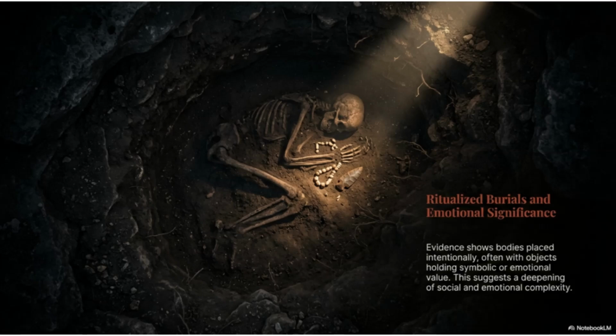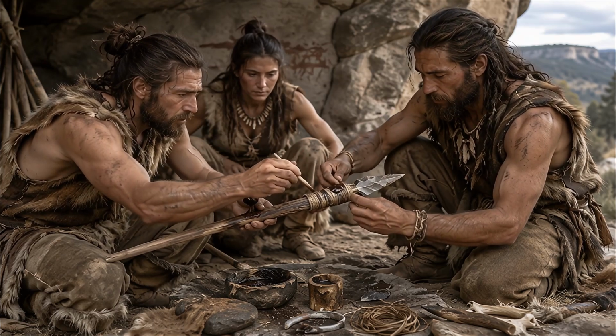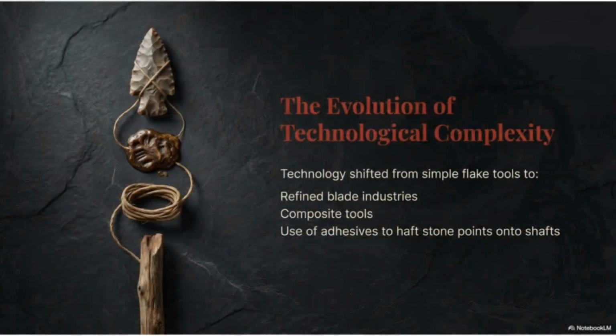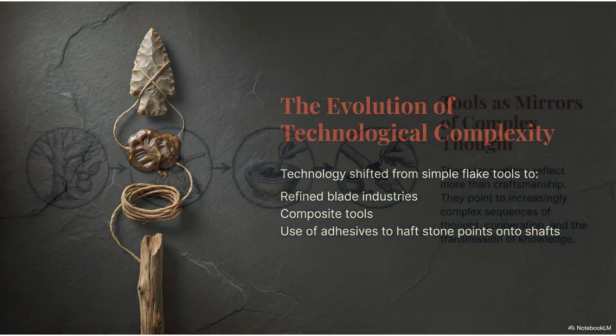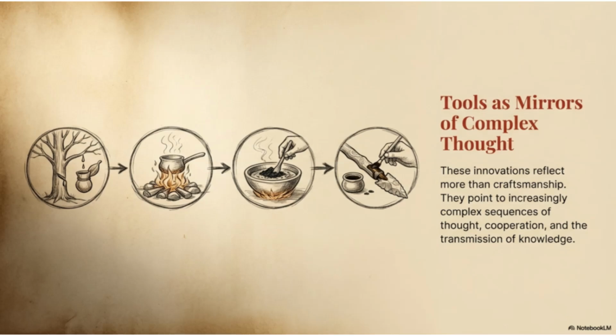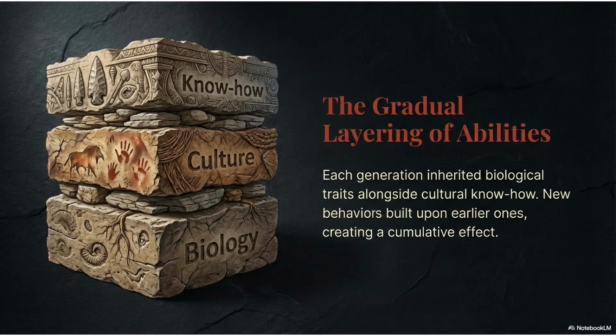As technologies evolve, we see a shift from simple flake tools to more refined blade industries, composite tools, and eventually the use of adhesives to haft stone points onto shafts. These innovations don't just reflect better craftsmanship, they point to increasingly complex sequences of thought, cooperation, and knowledge transmission. Think about this as the gradual layering of abilities. Each generation inherited not only biological traits, but cultural know-how, which allowed new behaviors to build on earlier ones.